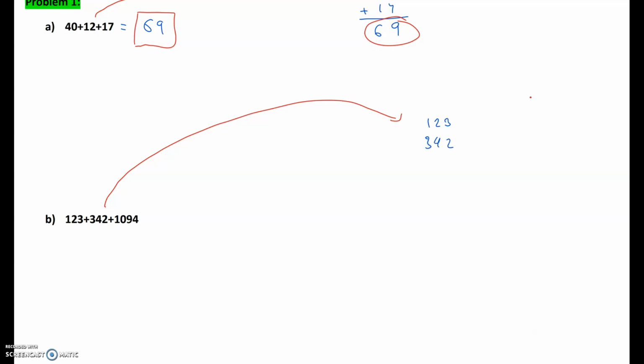342 and then 1094. Okay, and then remember that this is a sum. So let's begin by adding the numbers vertically. So you're gonna get 6 and 3, it's gonna be 9. And then 9 and 4 is 13, and 2 would be 15, but we have to carry 1.